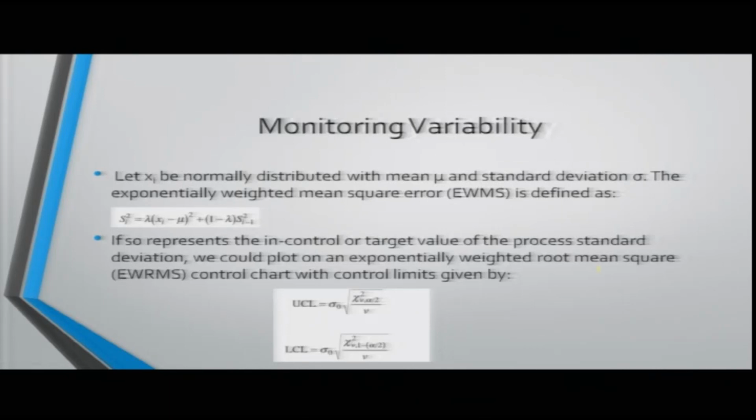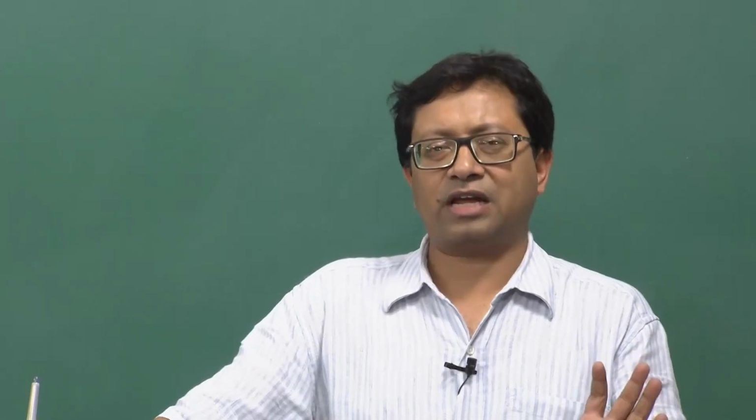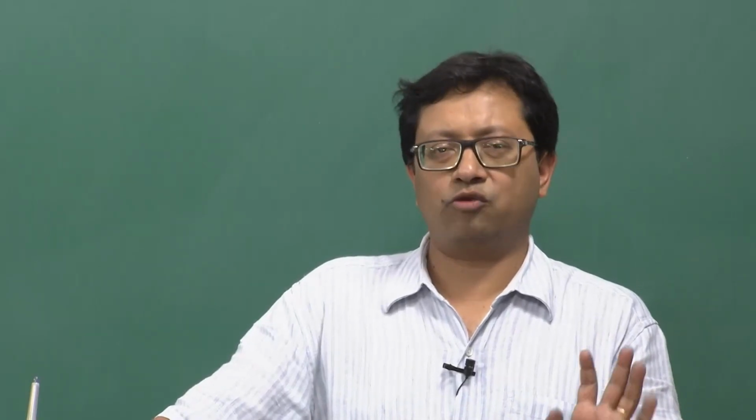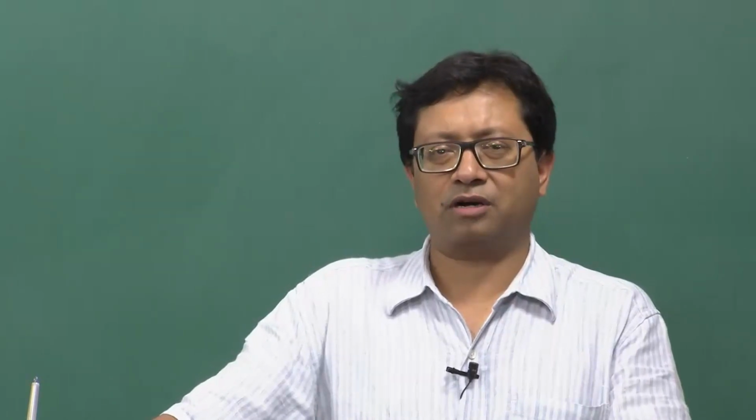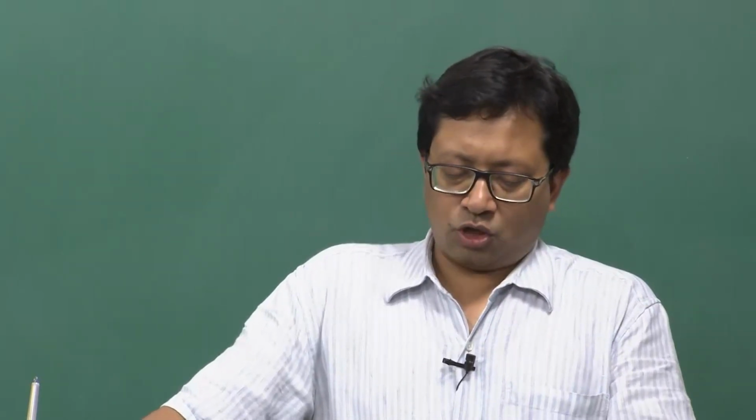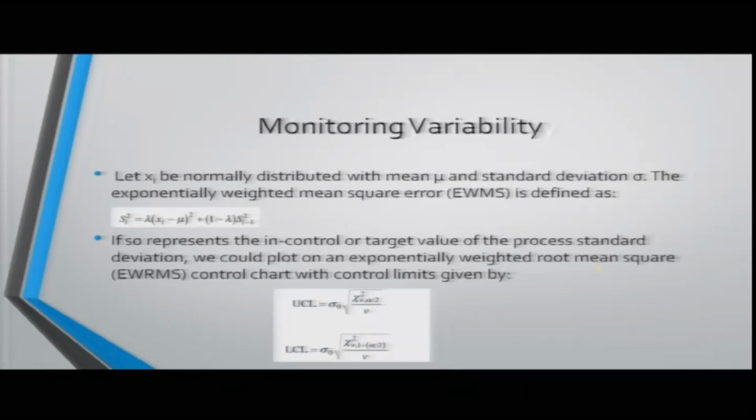If somebody wants to monitor the variability, then, if you remember, I have been mentioning time and again that we want to find out the mean value and corresponding to that the upper control and lower control limit. So if you want to monitor the variability, we will consider xi to be normally distributed, again a very important point to note, with a certain mean mu and a certain standard deviation sigma. The exponentially weighted moving mean squared error would be used.